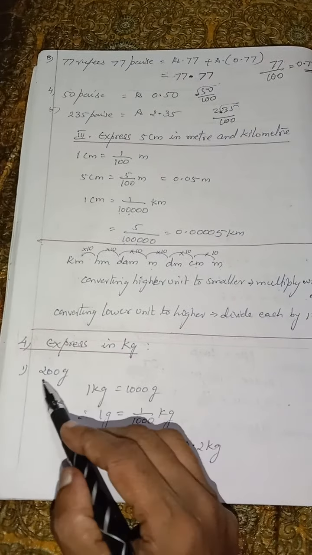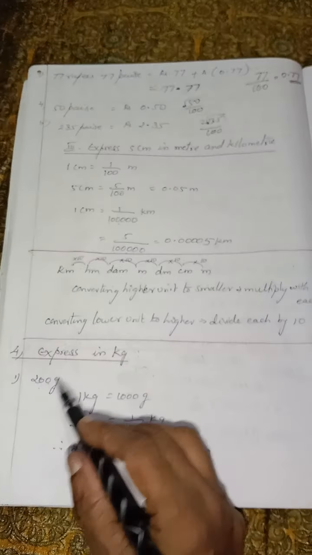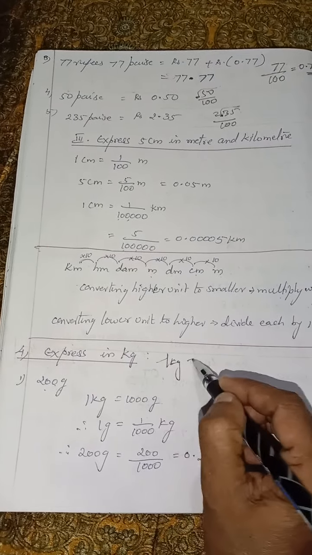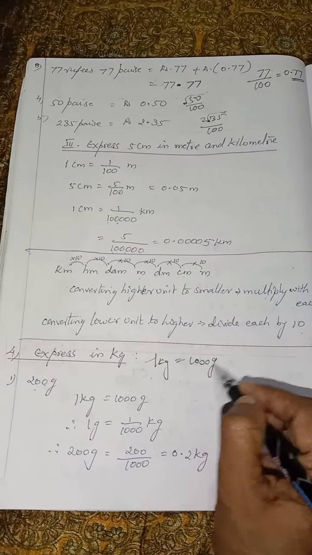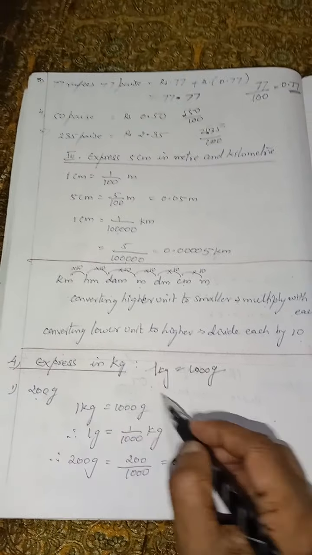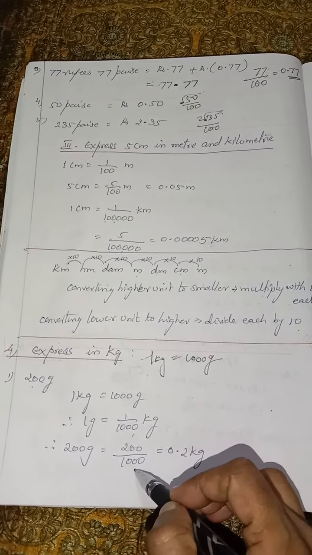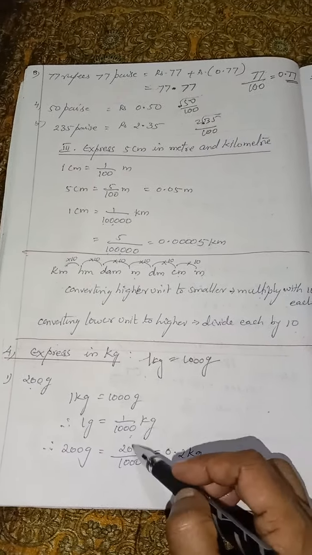Express in kilogram, 200 gram. So we want to write it in decimal. So 1 kilogram is equal to how many grams? We know that it is 1000 gram. So 200 gram, how to write in decimal? We can write this as 200 by 1000. Okay, like rupees, where we divide by 100, now we divide by 1000.